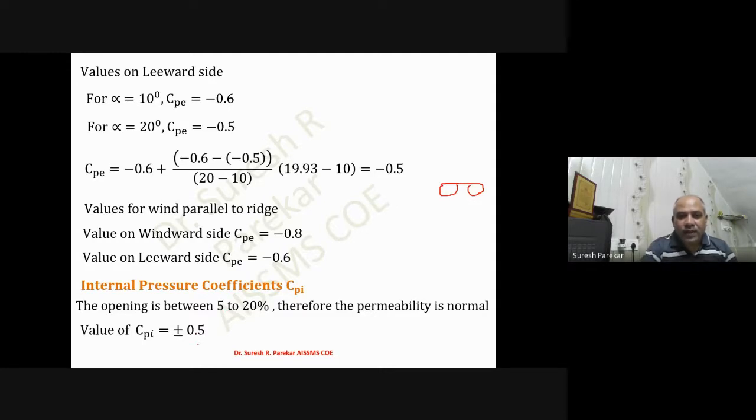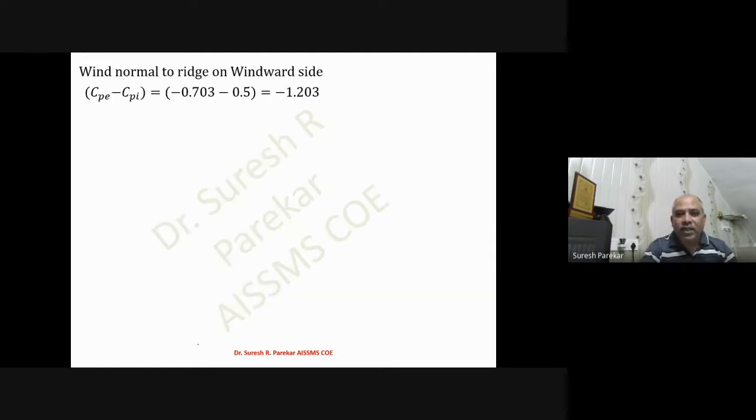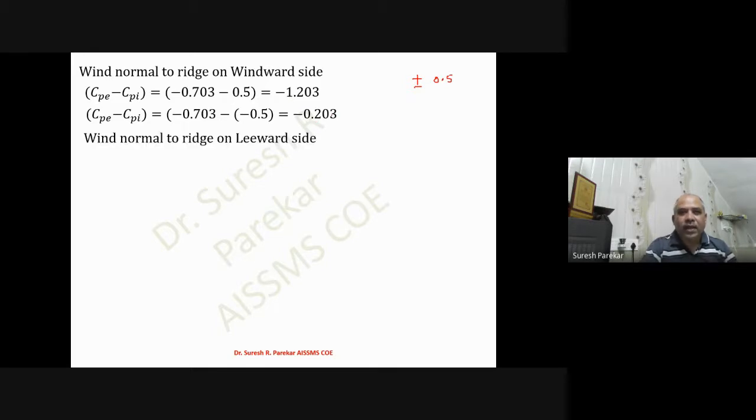And then we will go with wind normal to ridge values. We are going to calculate the combination of this. So we have CP minus CPI, minus 0.703, and CPI we have plus minus 0.5. So first we will take plus and then we will go for minus. Then we have minus of minus, because now we are considering minus 0.5. So one value is minus 1.203, the other is minus 0.203, that is windward side, wind normal to ridge.